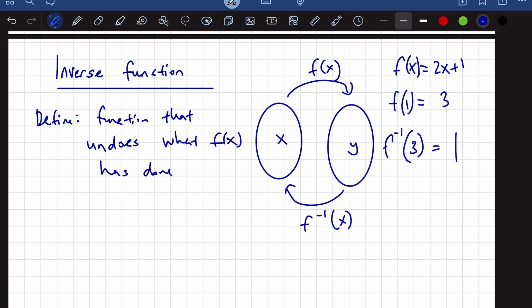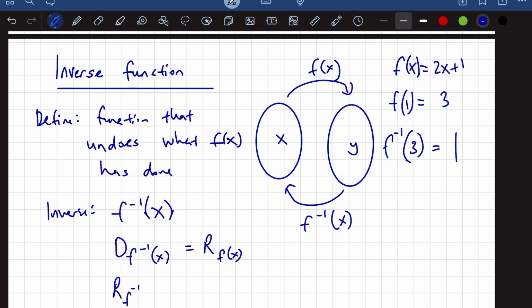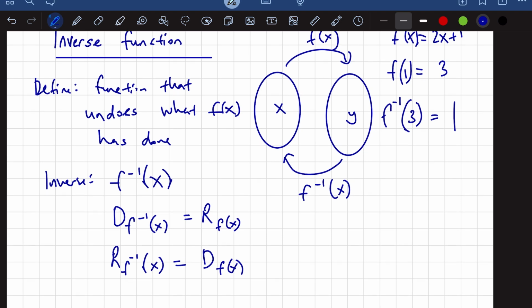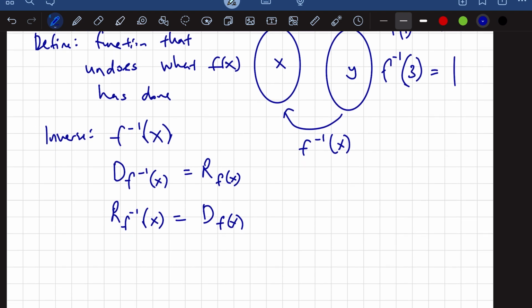So first, we can write the inverse function as f inverse of x. That's how we write it. And we say that the domain of the inverse function will be equal to the range of the original function. Similarly, the range of the inverse function will therefore be the domain of the original function.